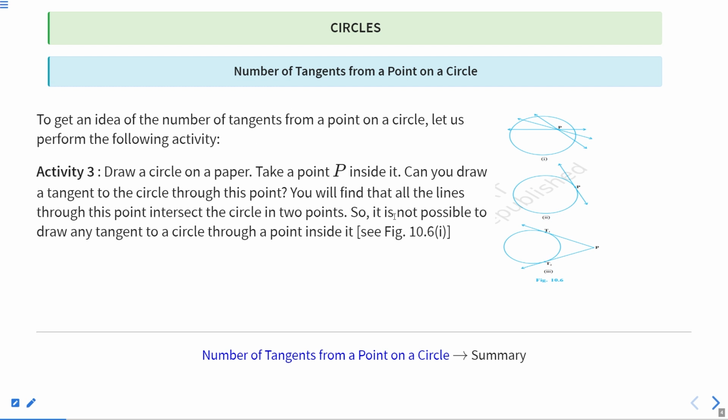First of all, we have to draw a circle on a paper. Then take a point P inside it. And can you draw a tangent to the circle through this point? Okay, so this is our question. Can you draw a tangent to the circle through this point?